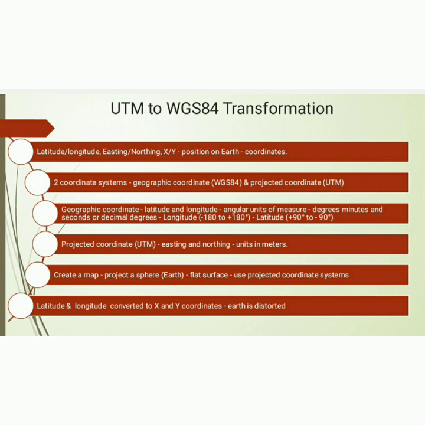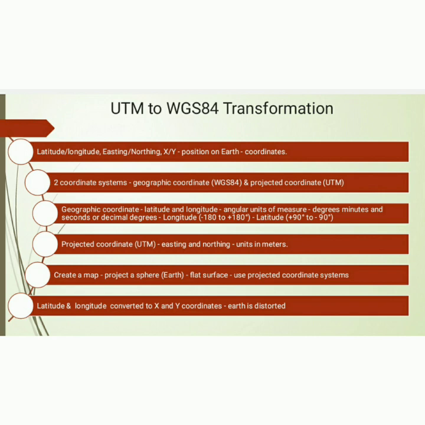A geographic coordinate system uses a spherical surface and a position is identified by its latitude and longitude. Latitude and longitude are angular units of measure and are denoted in degrees, minutes, and seconds or decimal degrees. The longitude values range between minus 180 to positive 180 degrees. Latitude values range between 90 degrees to minus 90 degrees. Meanwhile, for projected coordinate, specifically UTM, a location is identified with easting and northing, and the units are in meters.